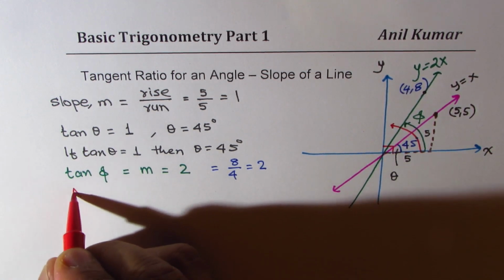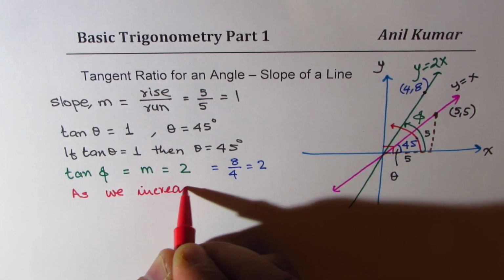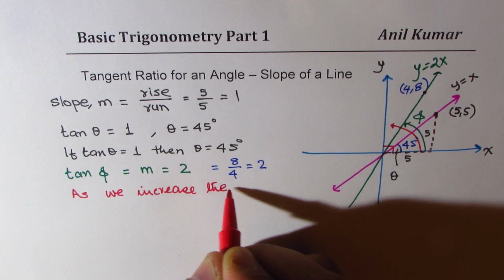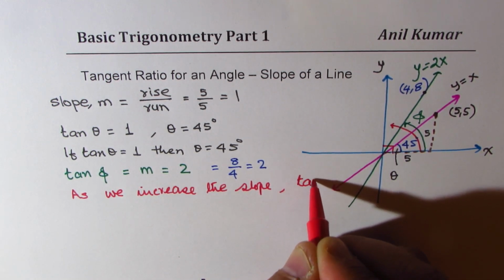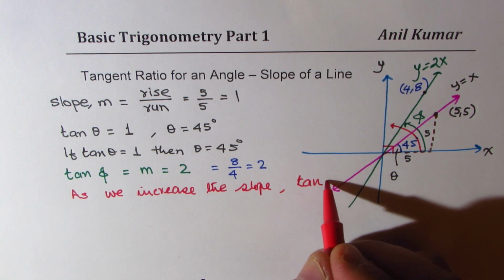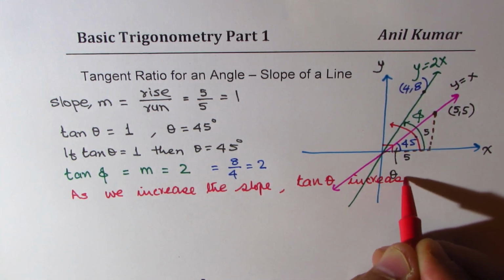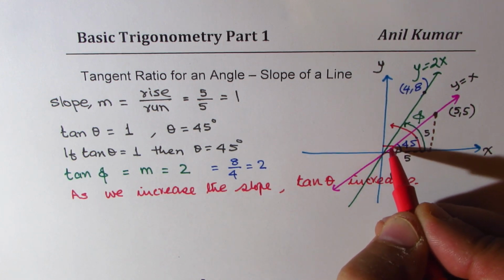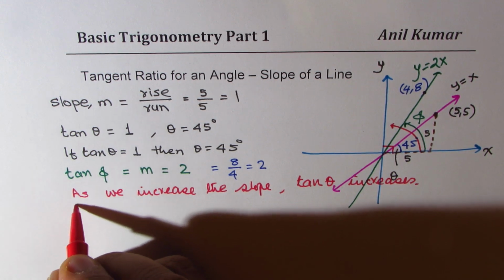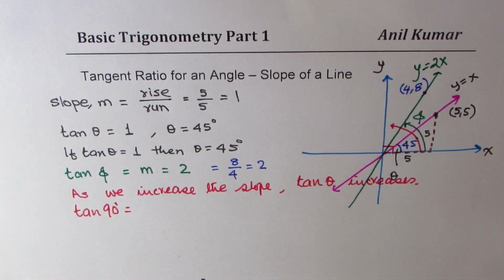Now, as we increase the slope of the line further, what happens? You see that as we increase the slope, the tangent ratio, let's call it tan of theta, increases. Correct? What happens when it is 90 degrees? What is tan of 90 degrees equal to?